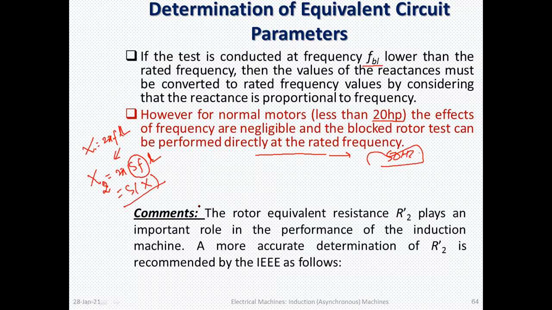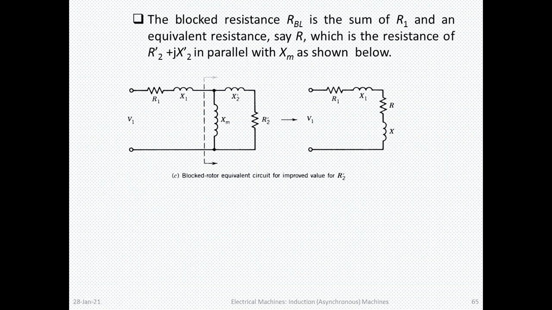Some comment is here. The rotor equivalent resistance R2 dash plays an important role in the performance of the induction machine. A more accurate determination of R2 dash is recommended by IEEE as follows. The recommendation of IEEE will follow in the next slide. That means we have to find the rotor resistance. R2 dash plays a very important role, that is being given here.